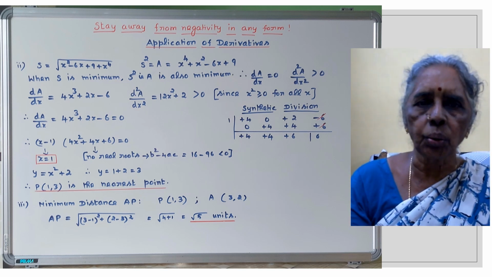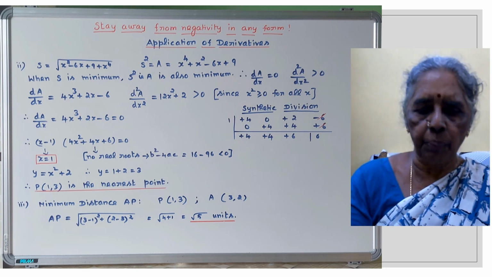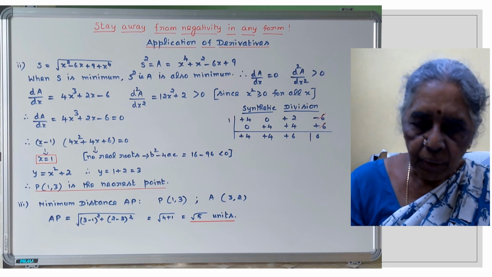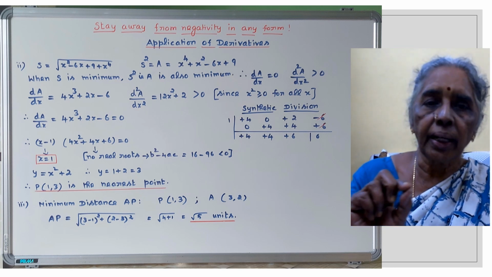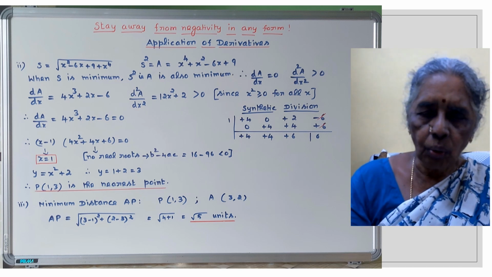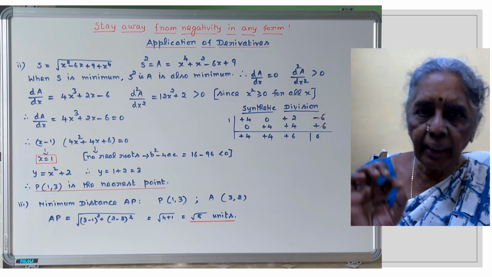Once you know x is equal to 1, you know y is equal to x squared plus 2. So your y will be 3. So 1, 3 will be the nearest point. That is the coordinate of P, 1, 3. So this is the answer for the second subdivision.